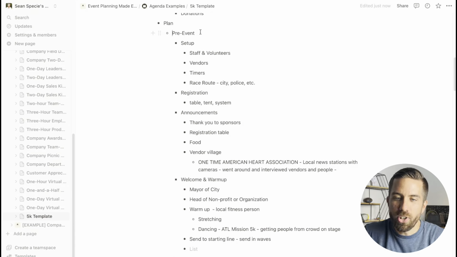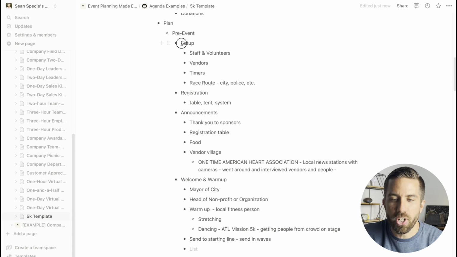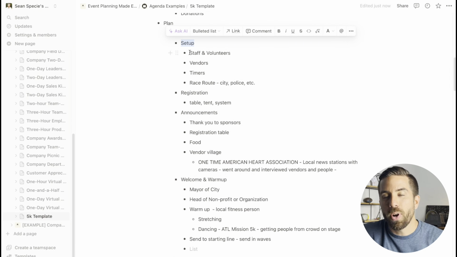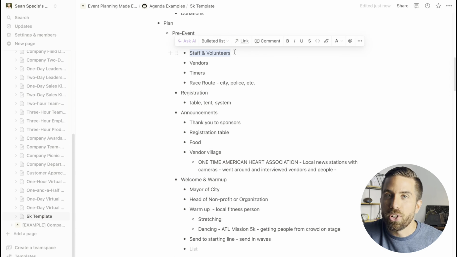So if I were starting from scratch, planning a 5K, here's what I would do. As you can see, I've already got a ton of notes written down, and in the pre-event phase, I would think first about the setup. Now, what I would do in the setup is I would write down who do I have that's going to be there, or at least who do I think that I need to have, because I haven't gotten quite that far yet. And so I'm going to need my staff and my volunteers to be setting up.